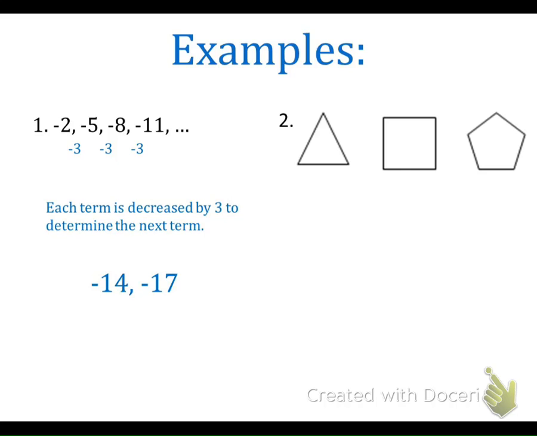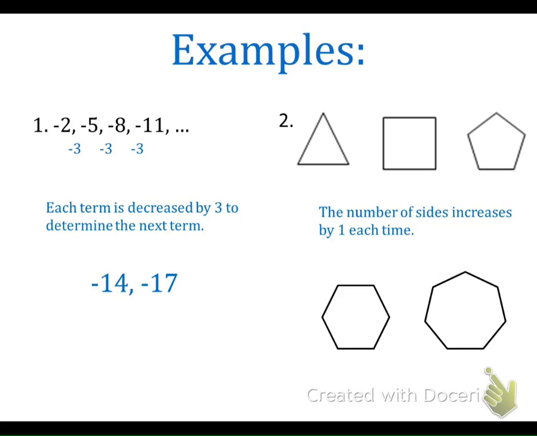Number 2 is a visual pattern, and in this visual pattern, we have 3 figures, and we're trying to figure out the next 2. Sometimes these can be a little bit more difficult, so when I looked at this one, I noticed that each time the number of sides was increasing by 1. And in a sentence I wrote the number of sides increased by 1 each time. So I started with a 3-sided figure, then I added a 4-sided figure, then a 5. So my next 2 should be a 6-sided figure and a 7-sided figure.